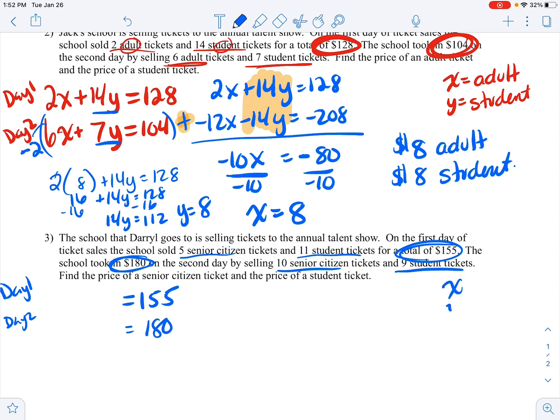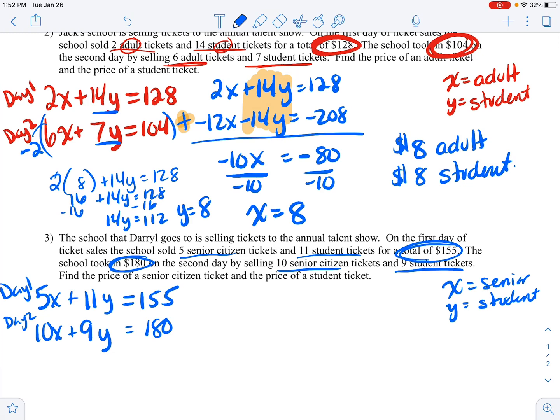Okay, so X and Y. What are we selling? We're selling senior tickets and student tickets. All right, so we're adding the tickets together. We have X plus Y. Now, how many tickets did we sell on day 1? Day 1, we have 5 senior tickets, that goes in front of the X, and 11 student tickets, that goes in front of the Y. Now look at your day 2. On day 2, I have 10 senior tickets and 9 student tickets.